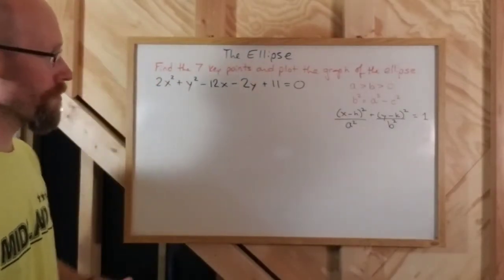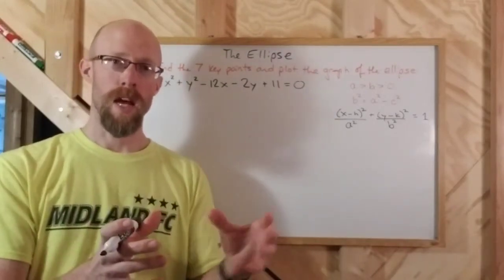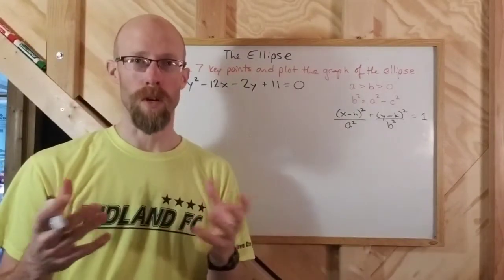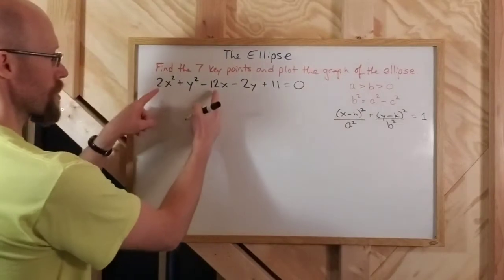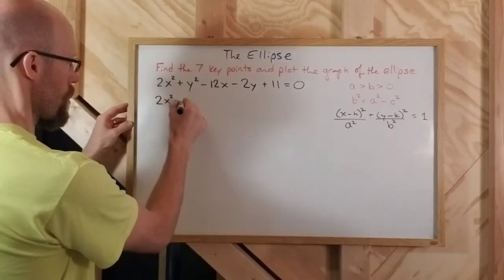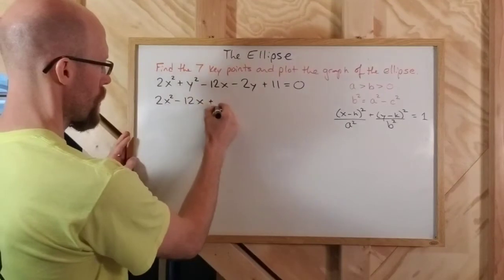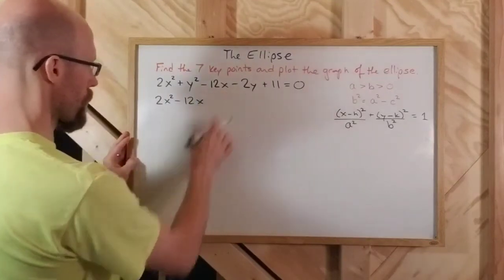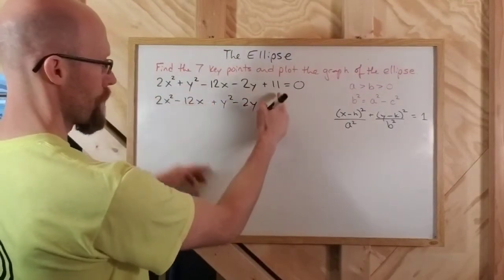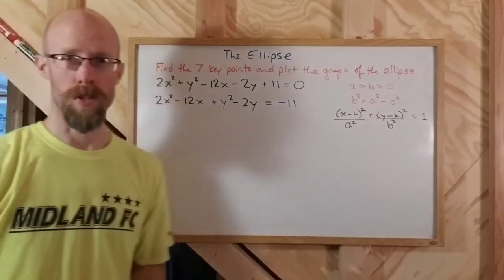Okay, so the first thing I want to do is group together all my x terms and all my y terms, and then move the constant to the other side, and then we'll work on completing the square. So first thing I notice, I've got an x squared and an x. I'll get those together, 2x squared minus 12x. I'm going to go ahead and fill this in. I'm going to have my y squared and my minus 2y. I'm going to move the 11 to the other side by subtracting it from both sides.